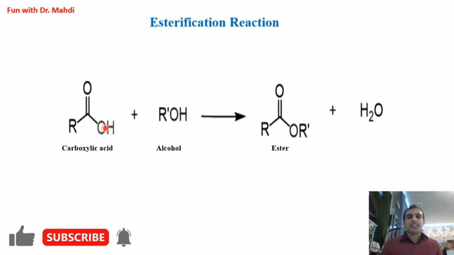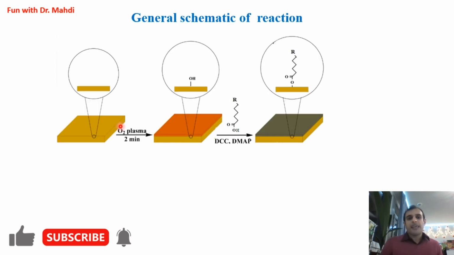Esterification is a reaction between a carboxylic acid group and a hydroxyl group, and the product will be an ester. That's why we call this reaction the esterification reaction. We want to use the esterification reaction for surface functionalization or surface modification. Here you can see the general schematic of the reaction. We have a surface. The surface can be glass, diamond, gold, silicon, or anything else.